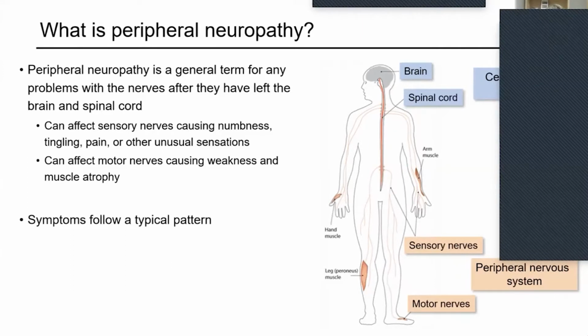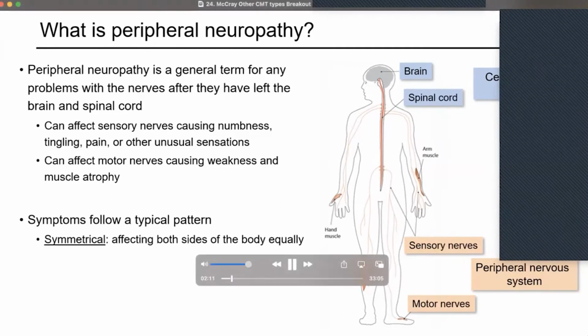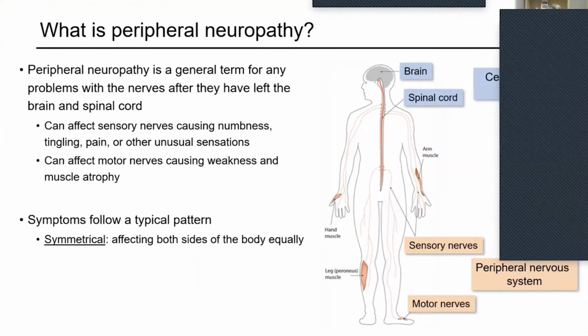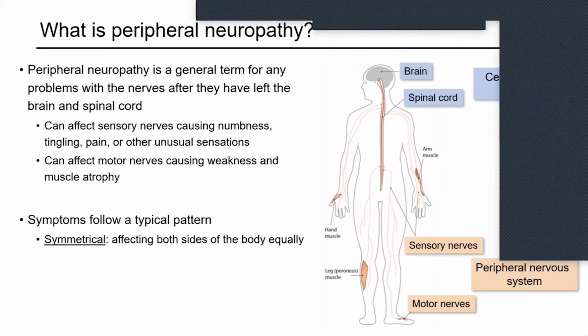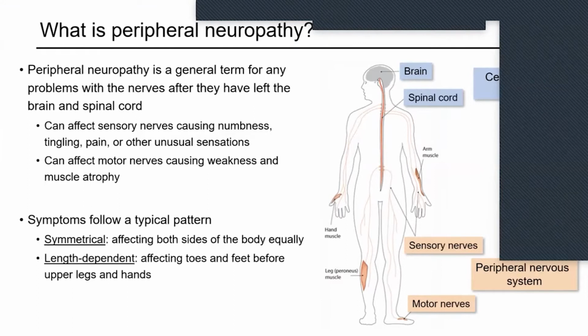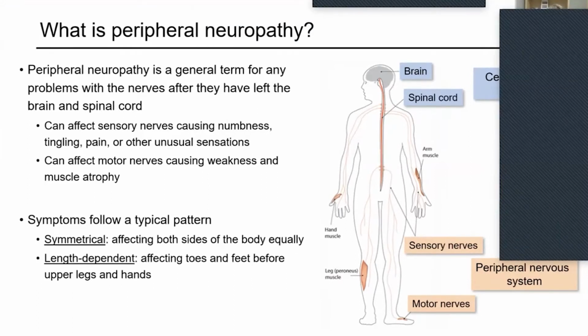So for the most part, peripheral neuropathy follows a pretty typical pattern. It's symmetrical, meaning that it affects both sides of the body, both legs, both hands, symmetrically and equally. And the other thing that peripheral neuropathy usually does is cause what we call length-dependent symptoms and length-dependent disease, meaning that the severity and the distribution of symptoms happens in the longest nerves first. The longest nerves are those that go from the lower spinal cord down into the toes, and those are longer than the ones that, say, go to the thighs or go to the fingers.